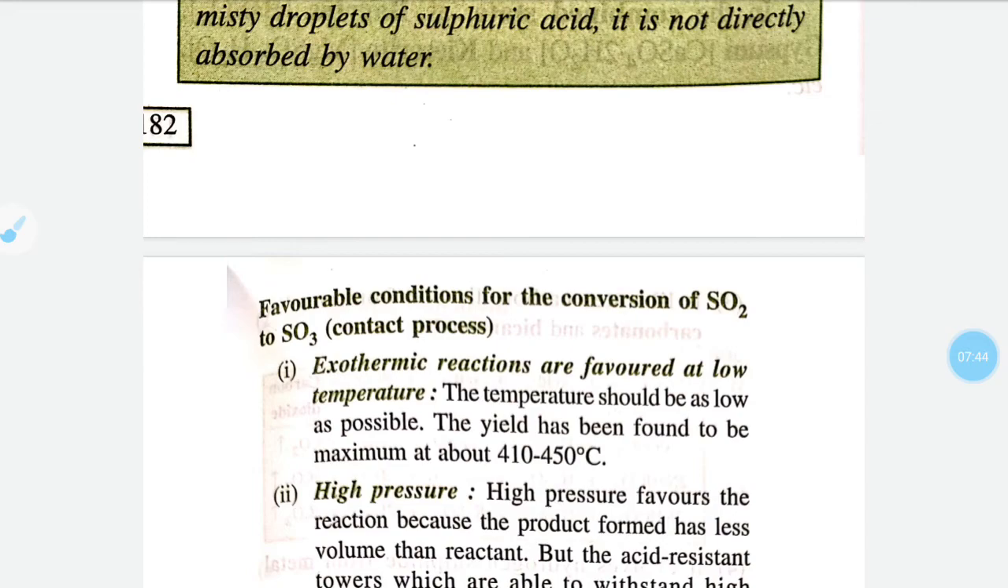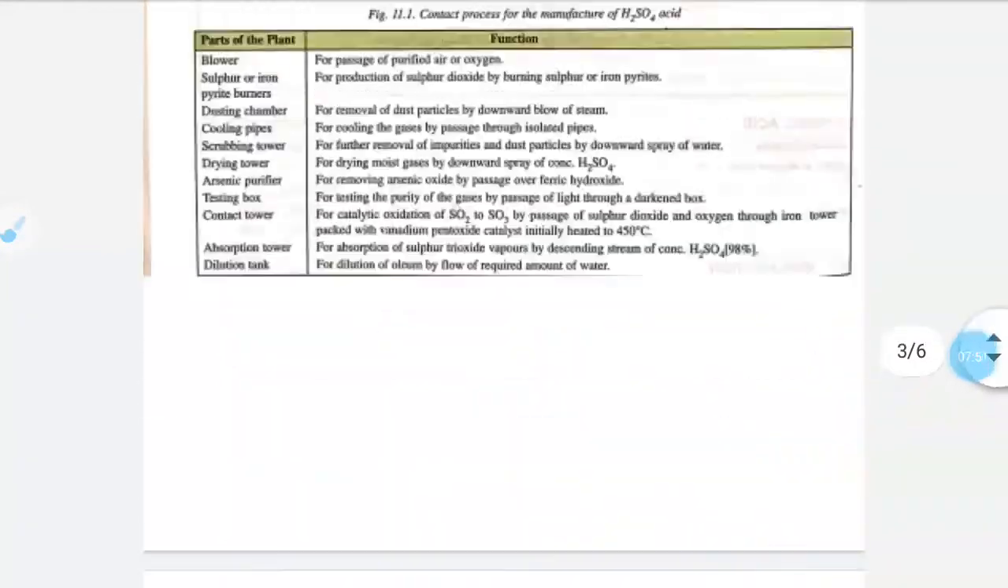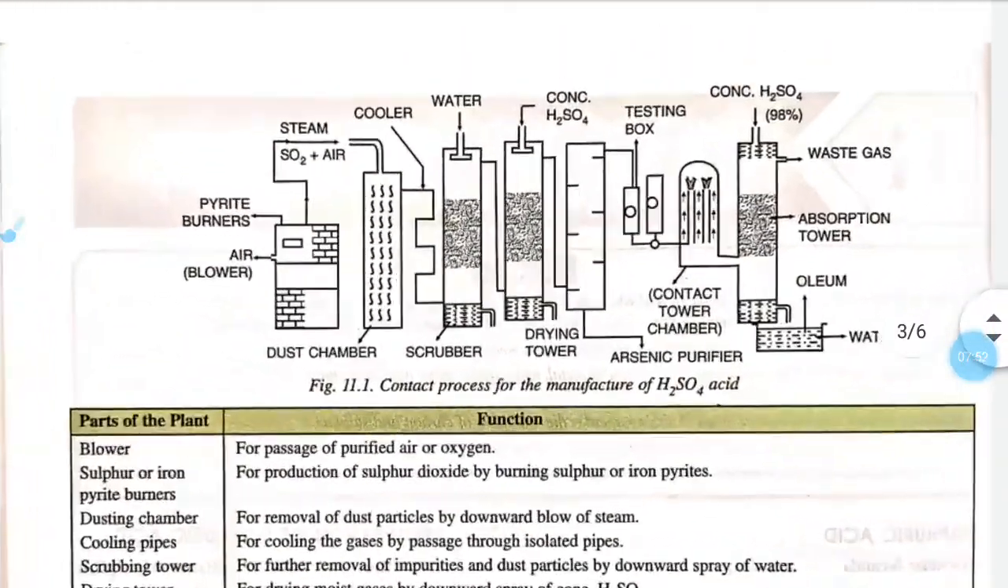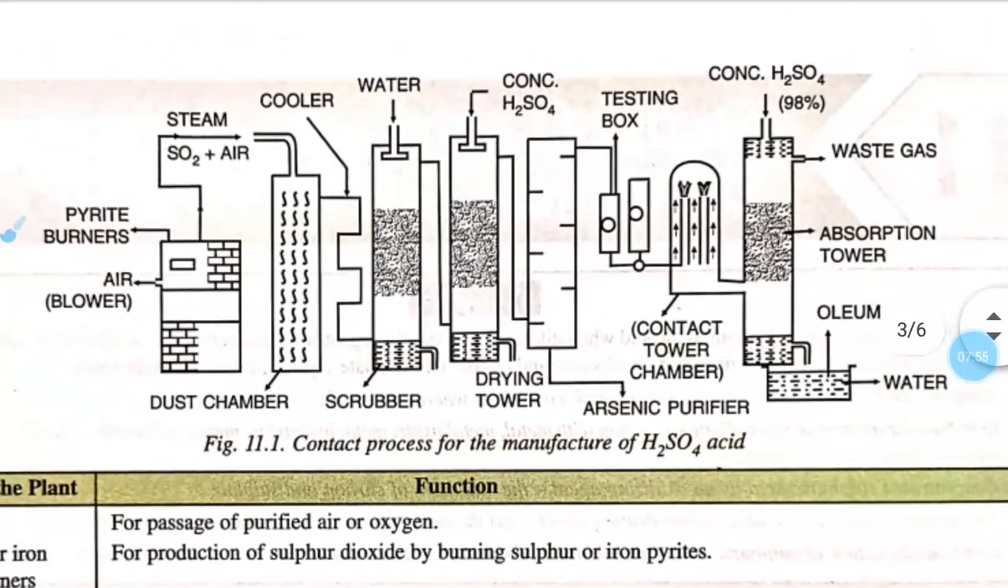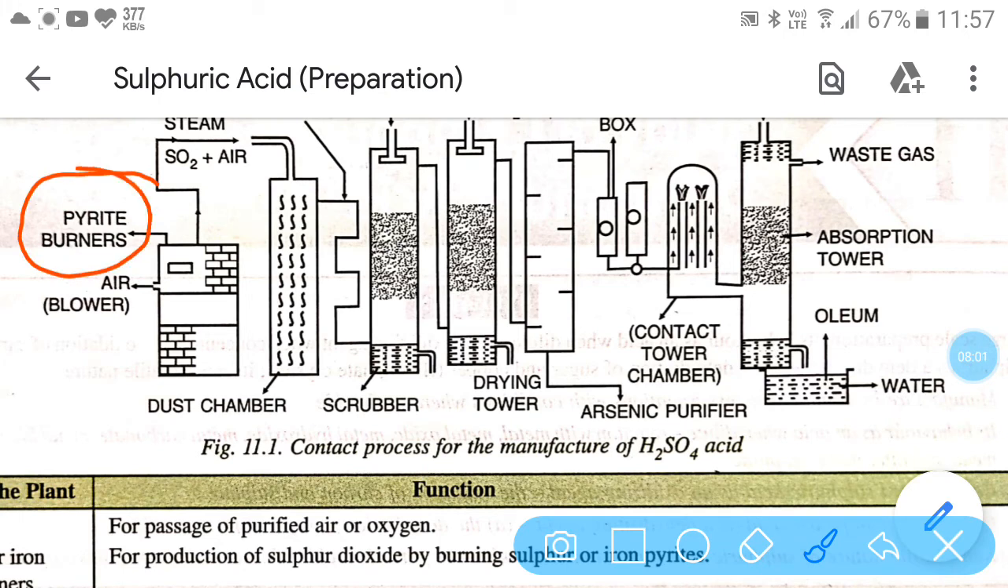Now favorable conditions. Before I go to the favorable conditions, I should go to the diagram that I left before. This is the diagram, and this is of our concern now. Okay, we are burning iron pyrite here, air is blown in. Iron pyrite burns, we have sulfur dioxide, air, and we can also have steam.